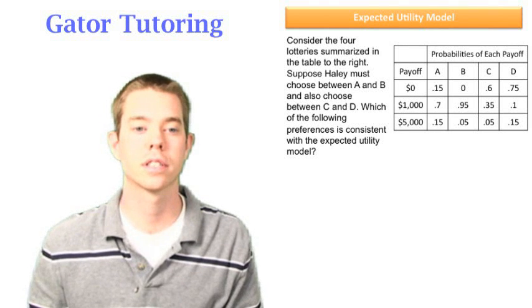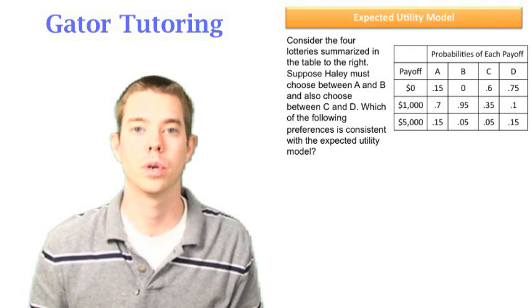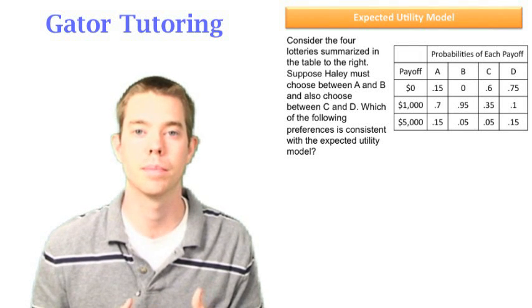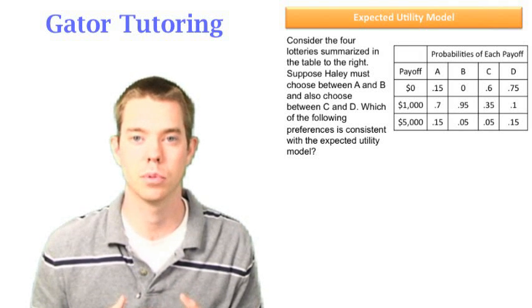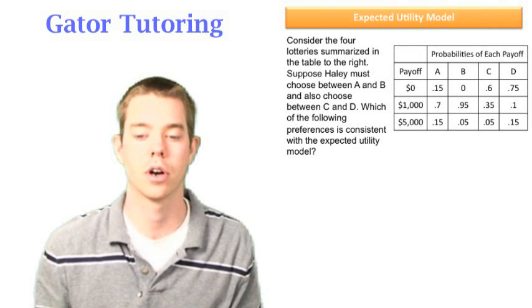This question tells us that Haley must choose between gamble A and gamble B, and also between gamble C and gamble D. It says which of the following preferences is consistent with the expected utility model, and it goes on to give us some different answer choices, but before we look at those, let's take a look at the expected wealth of each gamble. Now we don't have to do that to answer this question, but it is going to help us organize our thoughts.